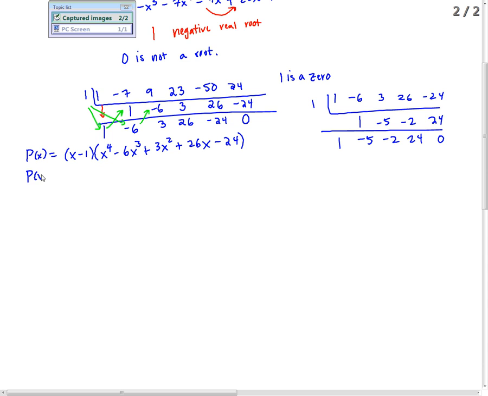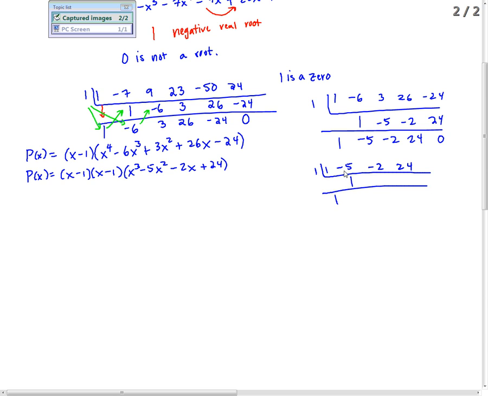So I can write my polynomial as x minus 1 times x minus 1, or x minus 1 squared, however you want to do it. And then this is the remaining piece. It was x to the 4, so now this is x to the 3rd: x cubed minus 5x squared minus 2x plus 24. Okay? And we'll go ahead and check it one more time just to make sure 1 is not a 0 with multiplicity 3. So 1, negative 5, negative 2, and 24. We're checking 1 one more time.